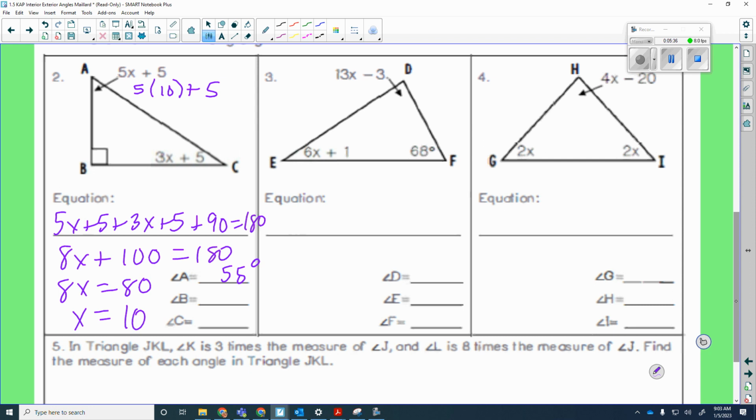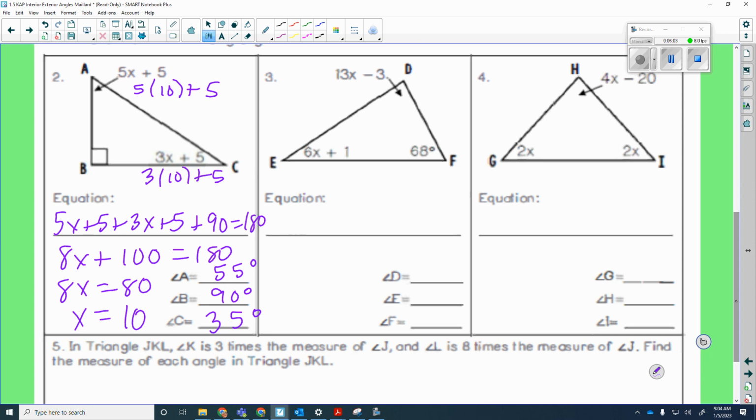Angle B was just 90. And then angle C is 3 times 10 plus 5. So 3 times 10 is 30, plus 5 is 35. That's one way to do it. 35 degrees. And then again, let's just really quick, we have our calculator in our hand.